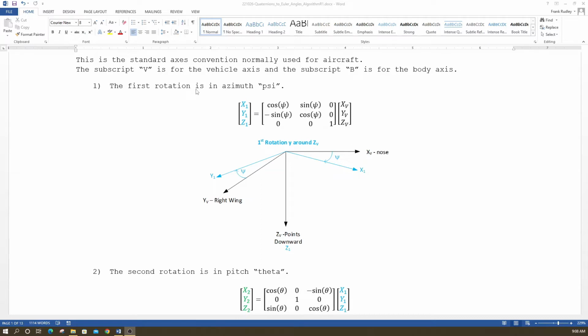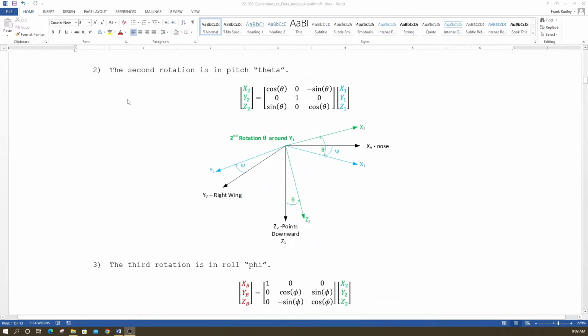So the first rotation is an azimuth around psi. So that's around the z-axis. So we will do this rotation. This is a rotation matrix here. So we'll rotate at psi. That's our first rotation. So that develops the point on axis x1, y1, and z1, which is the same as zv because it's rotating around that. So we develop these axes x1, y1, and z1. So if there was a point here on this axis, we could transform it into this new axis.